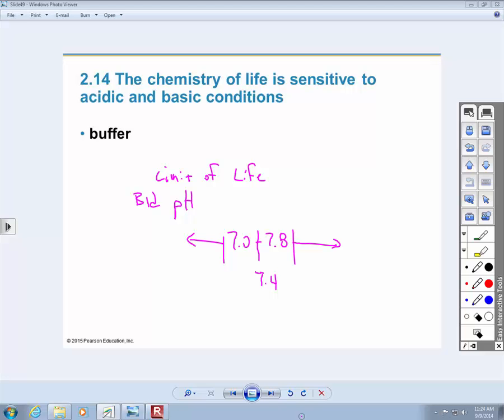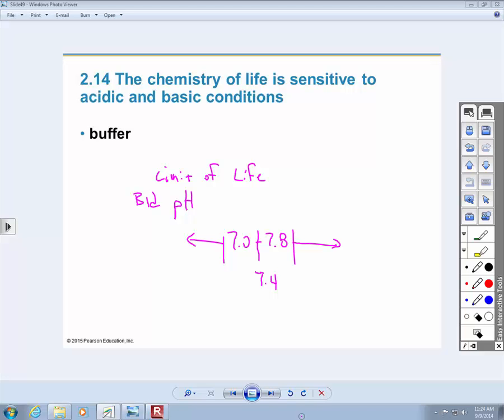If you're eating acidic material like pizza and beer, and you didn't have buffers, your pH would drop. You'd be dead. A couple of slices of pizza and a beer, you'd die. Wasn't that good? No, it's good. I don't know if it's worth dying for, but maybe so.